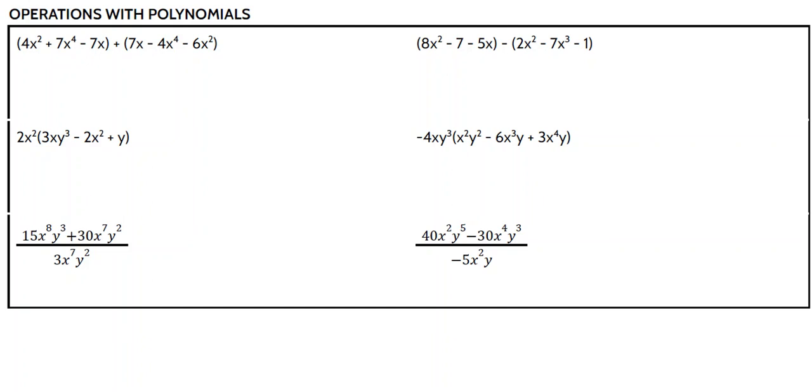In this video, we're going to look at how we can do different operations with polynomials. We're going to start with addition and subtraction, and this is essentially just combining like terms, except in the end, we'll write our answer in standard form. So remember that in order for two terms to be alike and to be able to be combined, they have to have the same variables raised to the same powers.